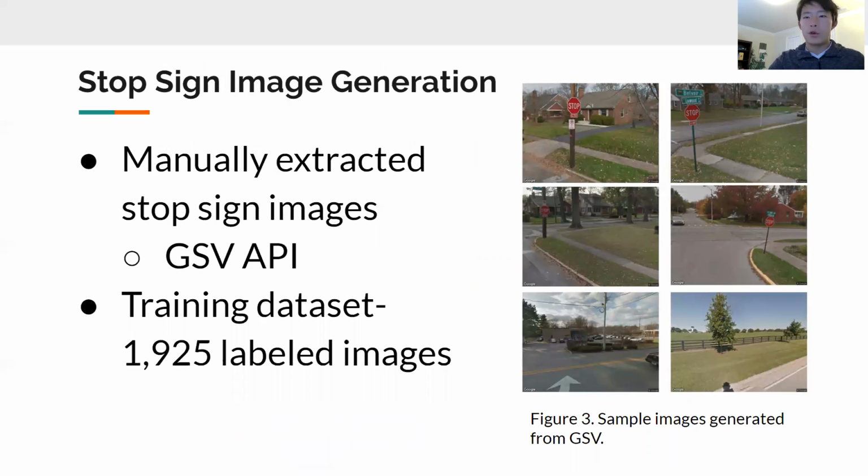After the pipeline worked for guardrails, I worked on applying the pipeline architecture to stop signs. The first step was generating image data. I manually extracted stop sign images from Google Street View and labeled them. I also generated and labeled a significant amount of background images that did not contain a stop sign. By the end of this, my data set had almost 2,000 images.